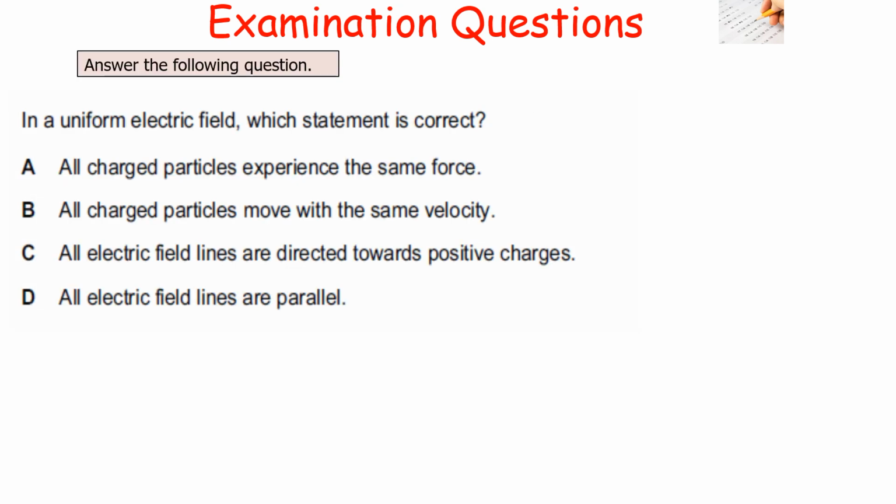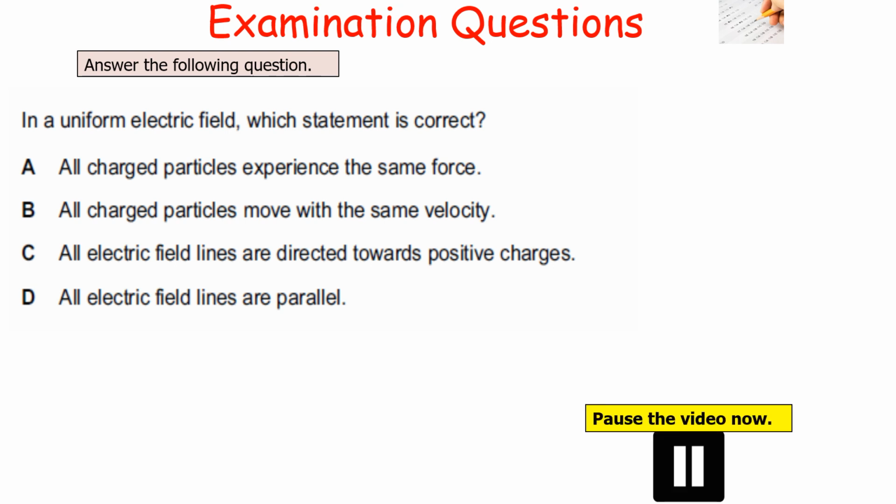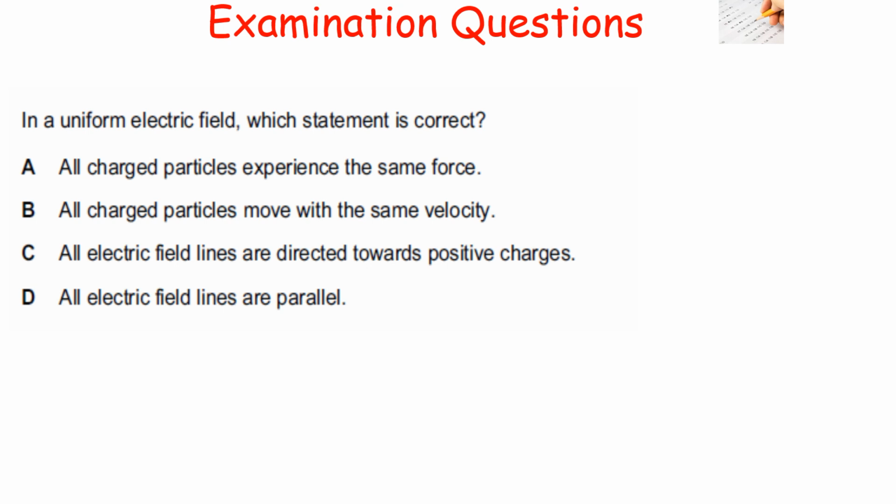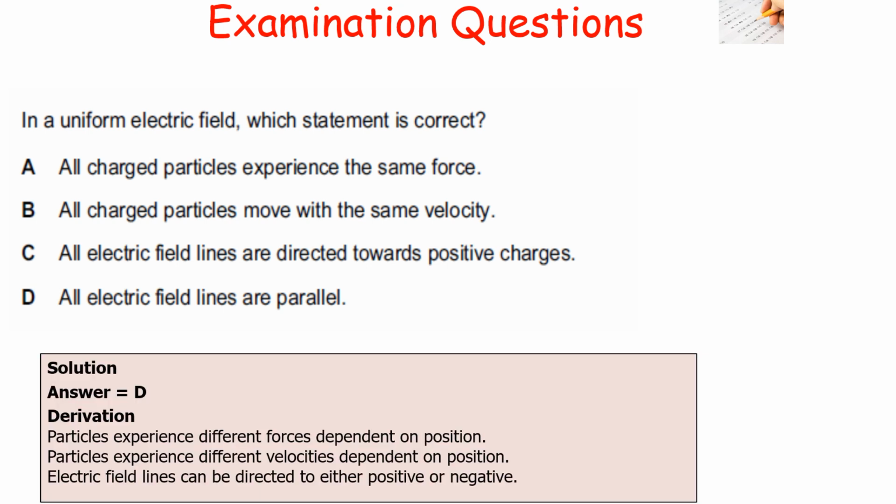The next question says, in a uniform electric field, which statement is correct? So pause the video now, then unpause the video when you want to go through your answer. Right, again, in this one, it's all about facts that you should learn about electrical fields. So the answer is D, because particles experience different forces due to the electrical field depending on the position in the electrical field. In addition, particles will experience different velocities dependent on position, and it'll also be affected by their mass, which will affect their velocity and their acceleration.